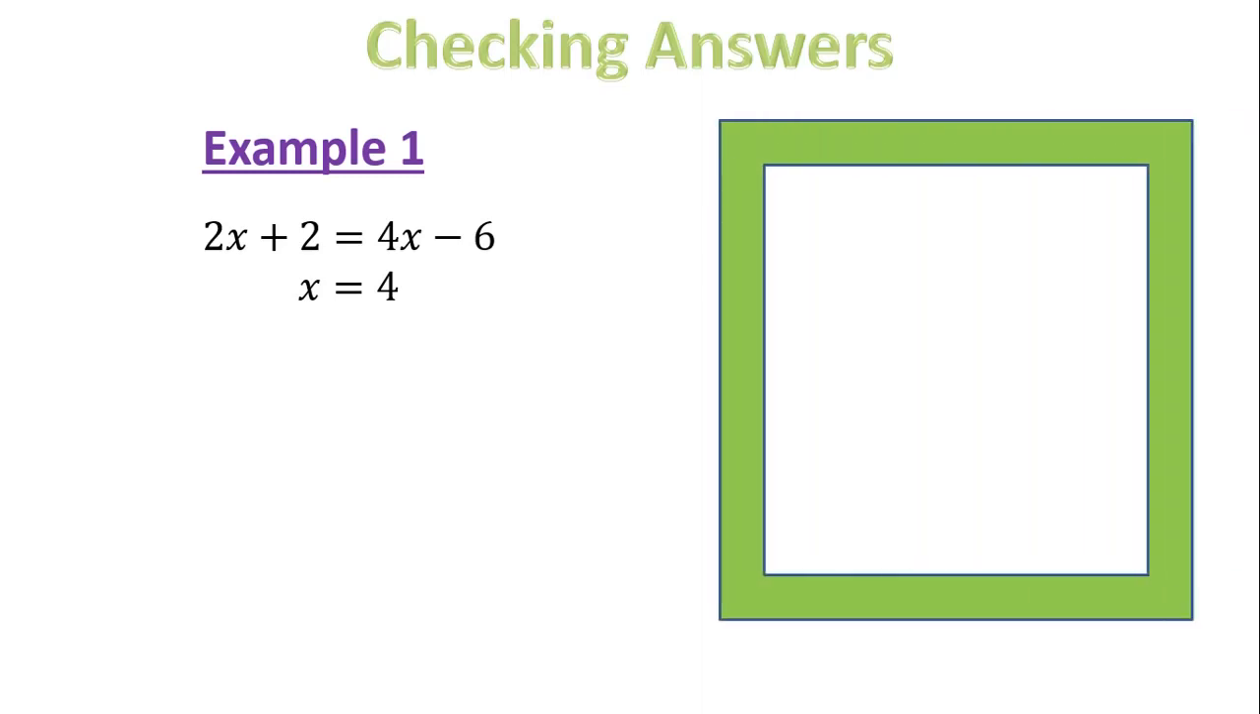Let's have a look. Example 1. If I have 2x plus 2 equals 4x minus 6, and I get the answer x equals 4. How do I check it? Here I follow my steps. Step number 1, set up a right-hand side and a left-hand side.